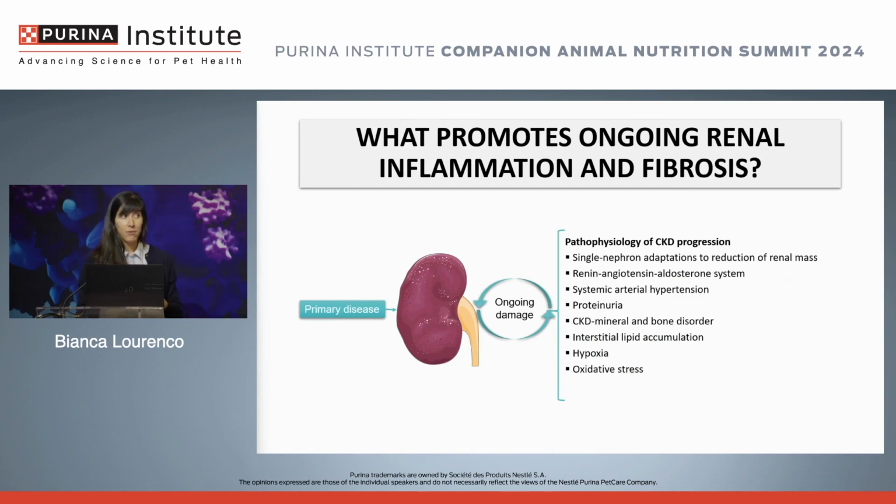These will include single nephron adaptations to reduction of nephron mass, renin-angiotensin-aldosterone system activation, systemic arterial hypertension, proteinuria, chronic kidney disease mineral and bone disorder, accumulation of lipid in the renal parenchyma, hypoxia and oxidative stress. There are many other factors, notably aging, for example, and uremic toxin accumulation, which I won't cover today.